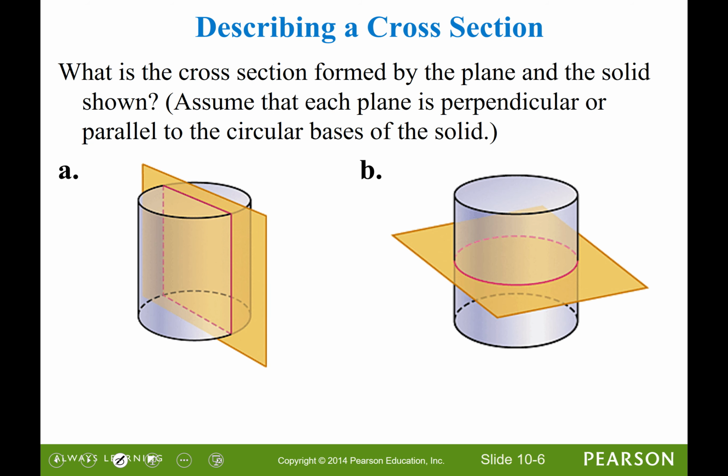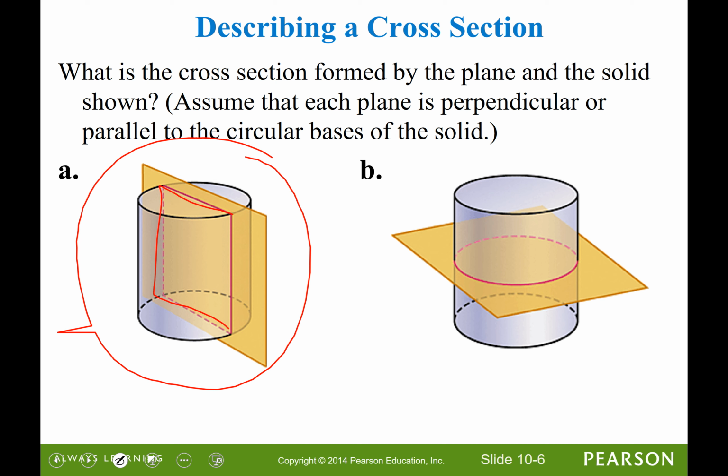Okay, let's practice describing a cross section. What is the cross section formed by the plane and the solid shown? Assume that each plane is perpendicular or parallel to the circular base of its solid. All right, so check this one out here. We have a cylinder being cut by a plane, and the cross section, what shape does that look like it results in? If you said rectangle, you got it right. Nice job. Try part B.